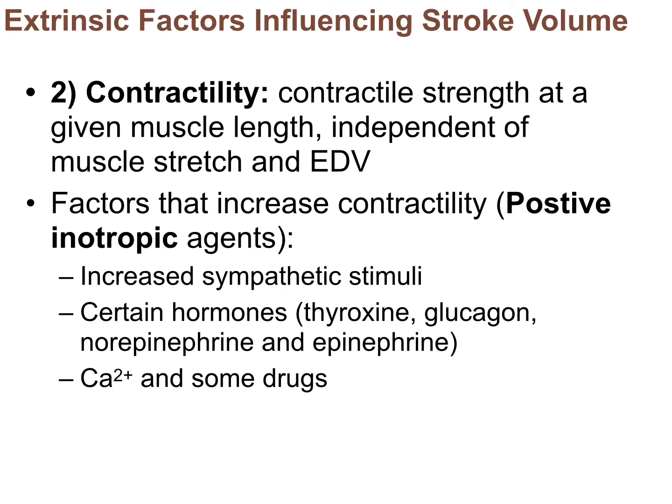Think about exercise. Exercise stimulates the sympathetic nervous system, right? It's going to cause release of norepinephrine and epinephrine, and that is going to increase the force of contraction of the heart, forcing more blood out of the chamber, which means increased stroke volume. Thyroxine and glucagon are other hormones that can do that, as well as calcium and a number of other drugs.